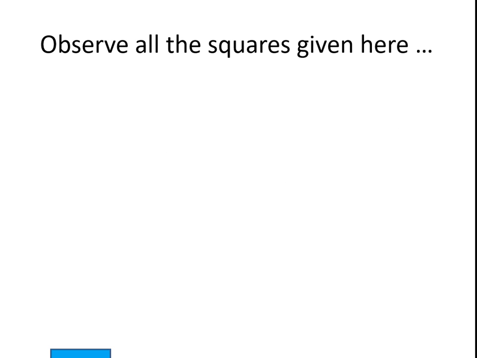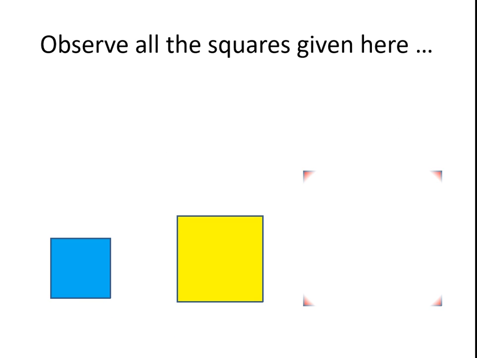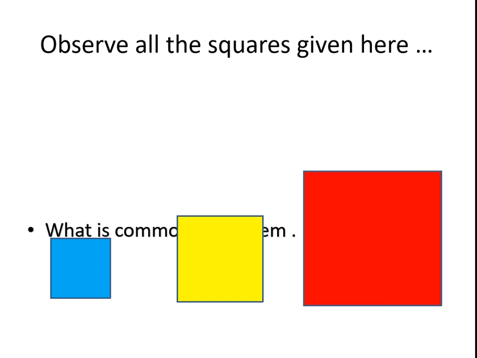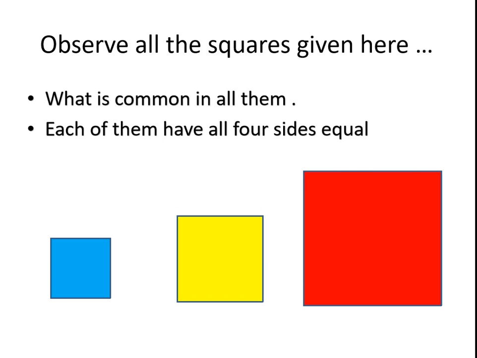So observe all the squares given here. The first important special shape is the square. What is common in all of them? This square, as all the sides are equal, there are four sides in the square, all the sides are equal. Here also all the sides are equal. In this red square also all the sides are equal.